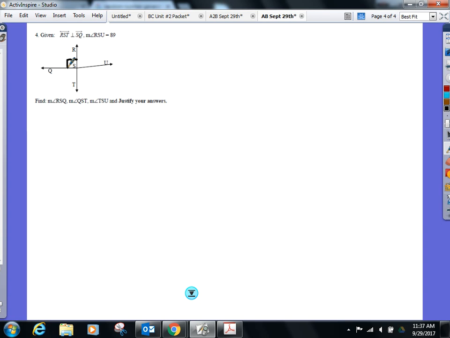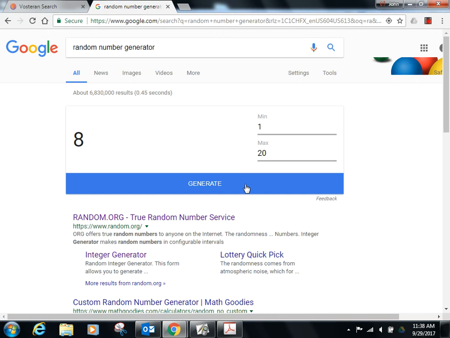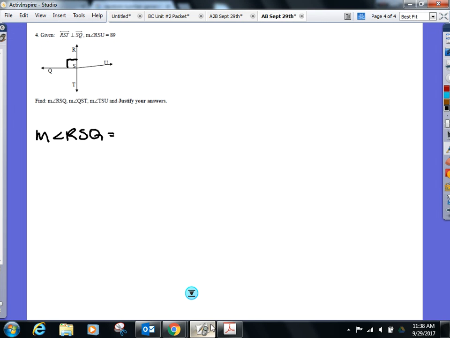All right, here we go. Find the measure of RSQ. Well, I think we already talked about that, didn't we? What's the measure of RSQ? 90 degrees. Now here's the change up that you're probably not going to like, is the rest of the directions. Find all these angles and justify. How do we know it's 90?